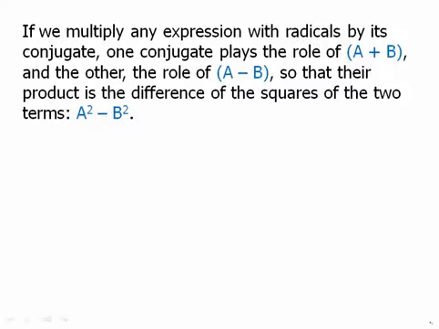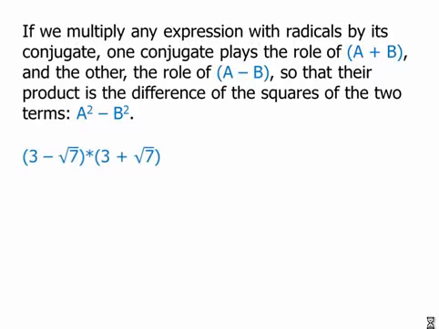Well, if we multiply any expression with radicals by its conjugate, one conjugate plays the role of a plus b, the other plays the role of a minus b, so that their product is the difference of the squares of the two terms, a squared minus b squared. So for example, if we had 3 minus root 7 times 3 plus root 7, well, essentially what we have here is an a minus b times an a plus b. And of course, this is going to equal a squared minus b squared.